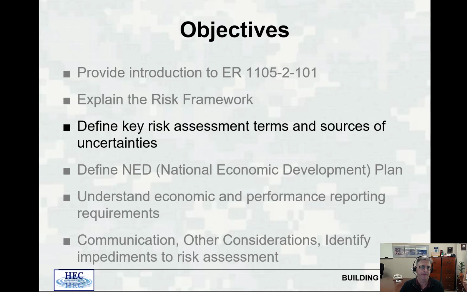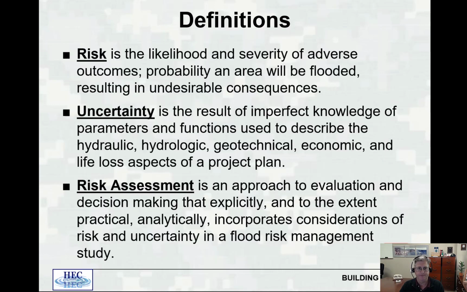The objectives for this presentation, or this series, and what will be introduced specifically throughout this presentation are listed here. In the previous presentation, we provided an introduction to ER 1105-2-101, and we explained the risk framework. In this presentation, we will define key risk assessment terms and sources of uncertainties. We will define NED in another presentation and understand economic and performance reporting requirements and communication and other considerations, and identify impediments to risk assessments in subsequent presentations.